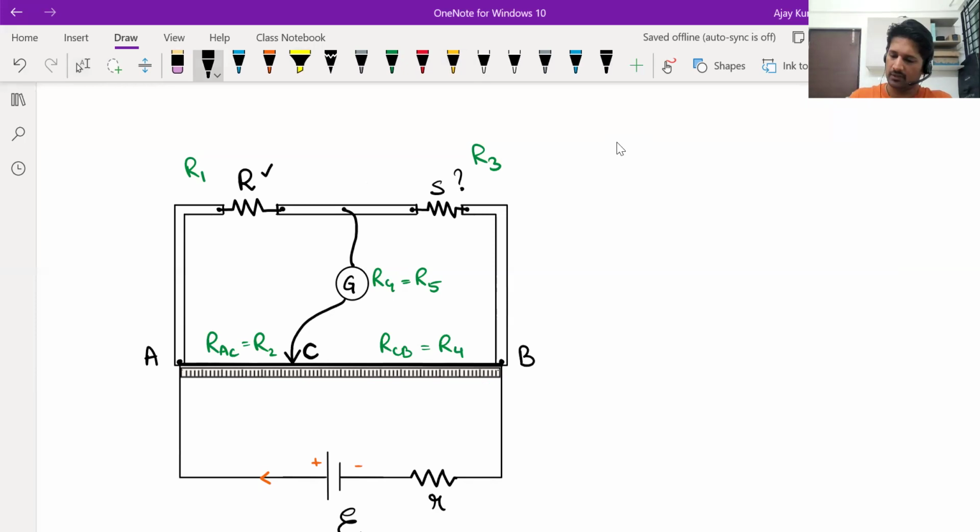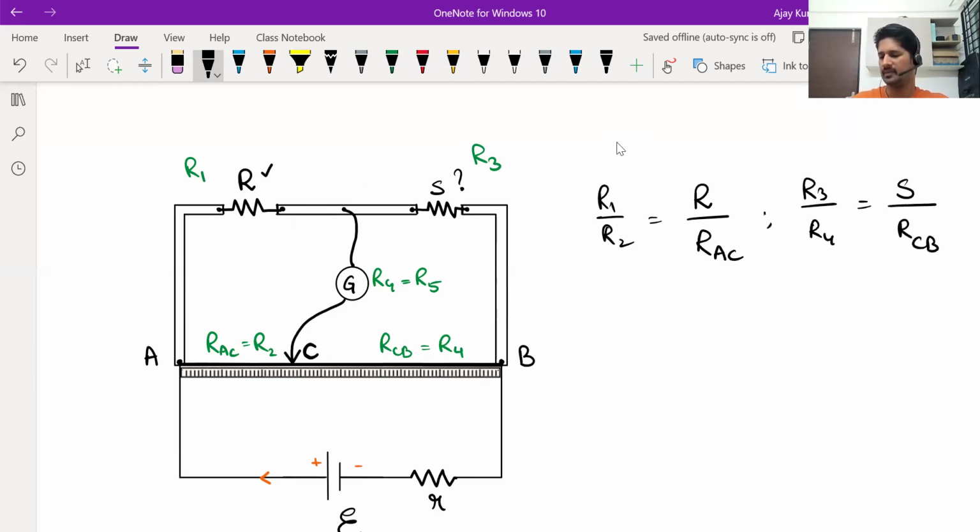Now R1 by R2 means the known resistance R divided by the resistance between A and C. Next, R3 by R4 means the unknown resistance S divided by the resistance between C and B. Now, this ratio and this ratio need not always be the same, but it is possible that they are the same also.